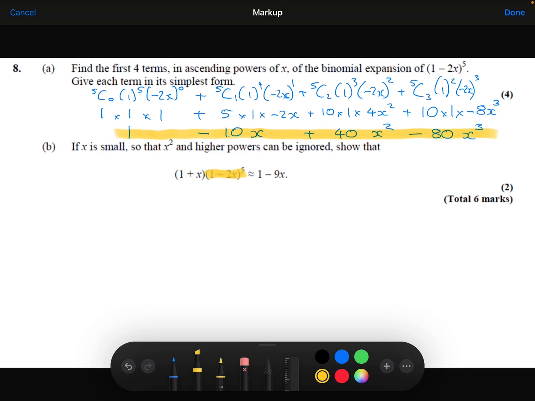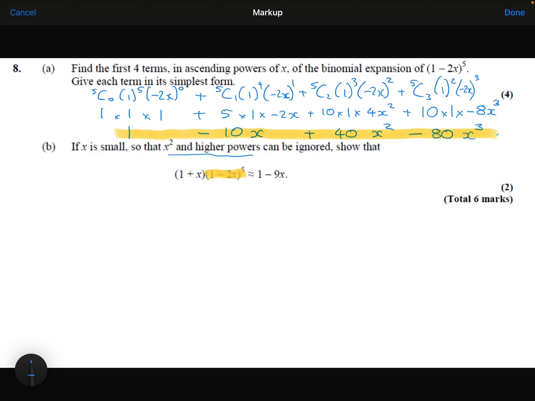Because I'm told that x is small, so x squared and higher powers can be ignored. Therefore, the fact that I've expanded this out means I can ignore the power 4, power 5 that I didn't write in part A. That's fine. So for part B then, let's copy the 1 + x, and that's going to be multiplied by the 1 - 10x + 40x squared, and I don't need to include the 80x cubed, because remember I can ignore high powers of x.